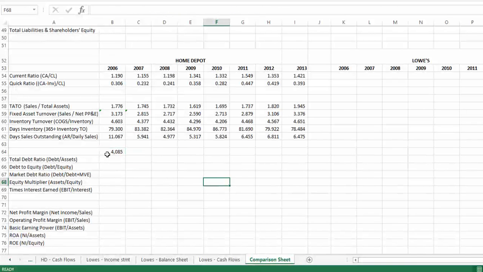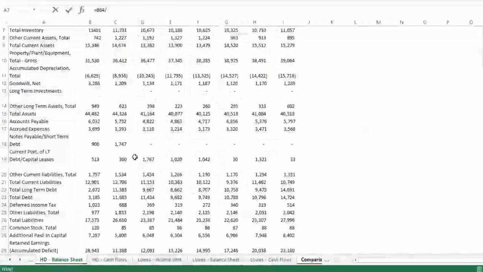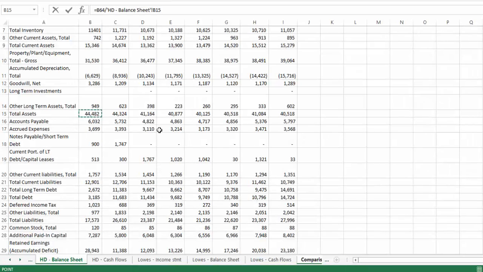I'm going to change that format, and I'm going to copy that across. So that's the total debt number, and we can use that for several of these calculations. So to figure out the total debt ratio, I'm going to take the total debt and divide that by total assets. So again, I'm going to go back to the balance sheet for Home Depot, find total assets here. So we don't want current assets, that would be this cell up here. We want all assets. So we'll divide it by row 15.